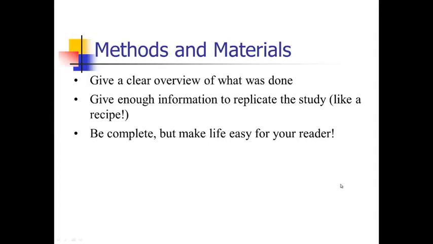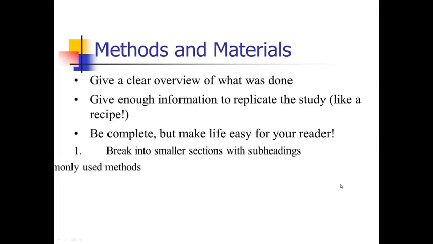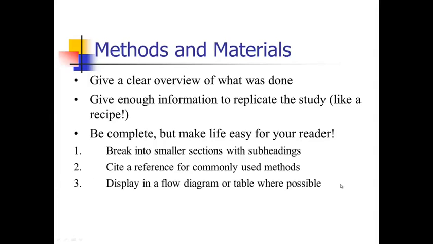You want to be complete in your methods and materials section. You want to give enough information that somebody can replicate your study. But try to minimize the complexity. Try to make life as easy as possible for your reader. So when you're giving those details, try to think of ways that can make it a little bit easier for your reader to digest. A couple of ways you can do that is to break your methods section into smaller sections with subheadings, and cite a reference for commonly used methods rather than going into all the details, if it's something that's really common.